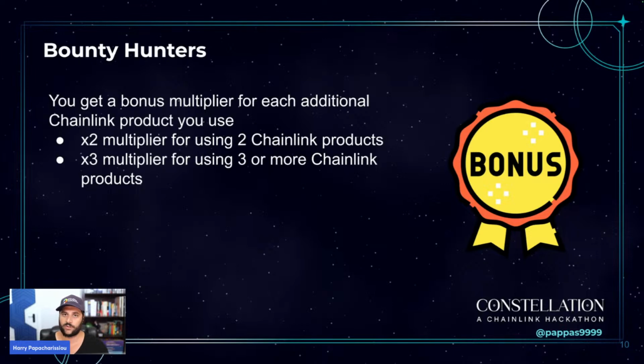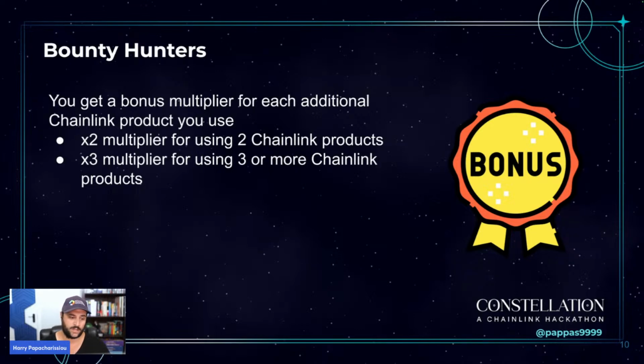So if you're doing some cross-chain DeFi app that uses CCIP and data feeds, and then you just throw on VRF to get a random number, but then that random number is not used anywhere, or it doesn't make sense how it's used, we're not going to consider that a third Chainlink product or service. So it needs to be used in a meaningful way that makes sense for the project.